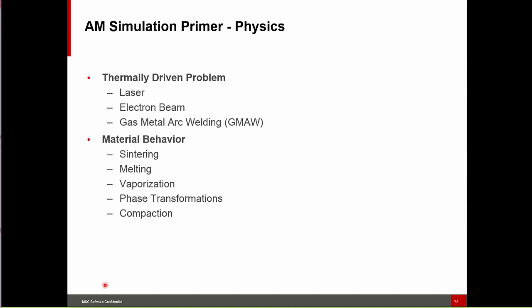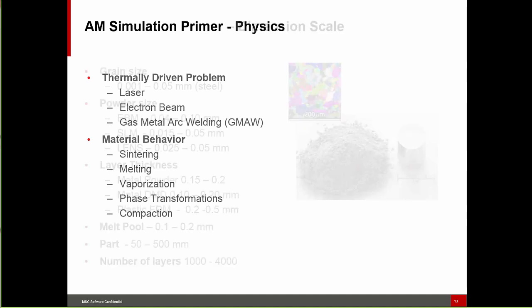The second thing is the material itself. It's a complicated process. We have sintering of the powder. We have melting of the powder. If our temperatures are too high, we have vaporization. If we have vaporization, we generate smoke. That influences the thermal efficiency of our heating device. We have phase transformations occurring in the structure. And of course, we have this powder that's effectively compacting as it's doing its melting process.